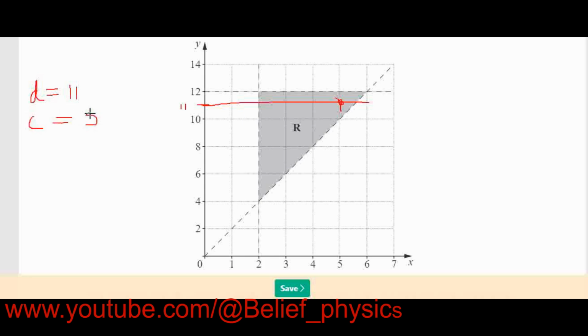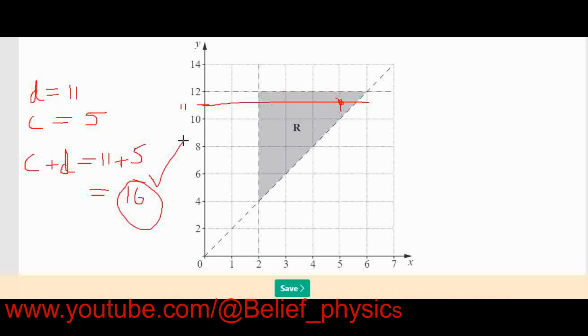Thus the maximum value of c plus d will be equal to 11 plus 5. Therefore, the answer is 11 plus 5, which is 16. So 16 is the answer of this question. Okay, B part, we've solved.